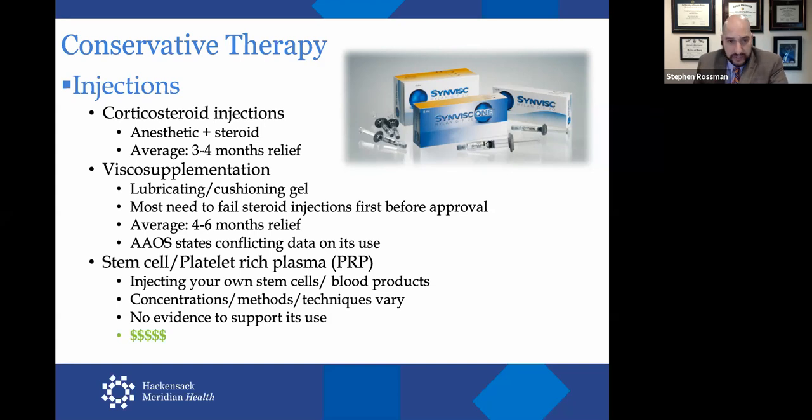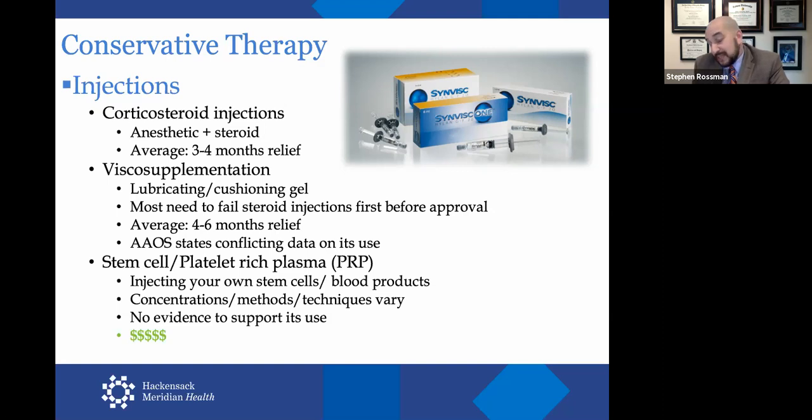The AAOS, which is the governing body of orthopedic surgery, puts out that there's really conflicting data on its use, and it's really not recommended for or against.